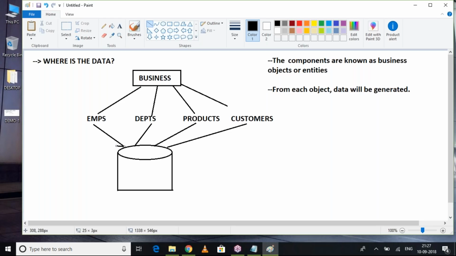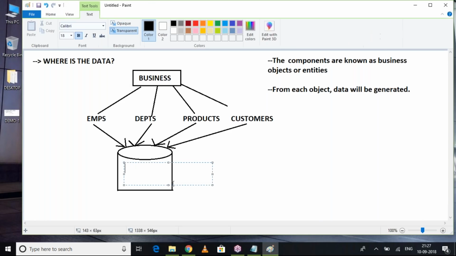Hope you understand up to here. So what I completed means, what is a database? Already I told you. What is the use of database? Store data, access data, manage data. Okay, where is the data? Data is from business. What is business? Business is a collection of objects. From each object you will get this data. That data we can store under database.